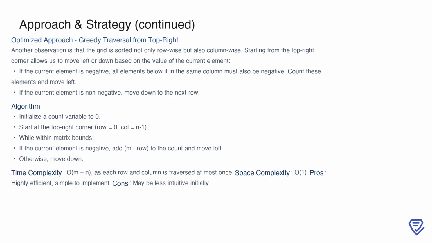This traversal ensures that each row and column is visited at most once, resulting in a time complexity of O(m + n). The algorithm is simple to implement and highly efficient, though it may feel less intuitive initially. Overall, it is an excellent example of how understanding the structure of the problem can lead to an optimized solution.